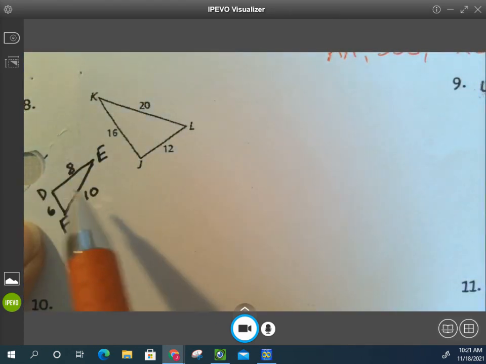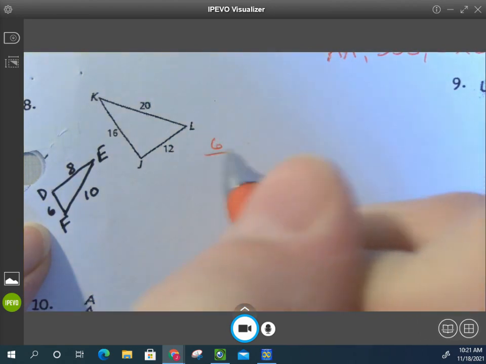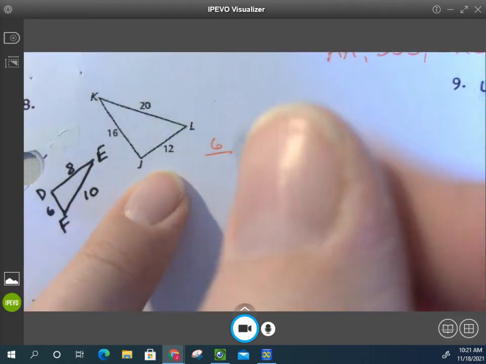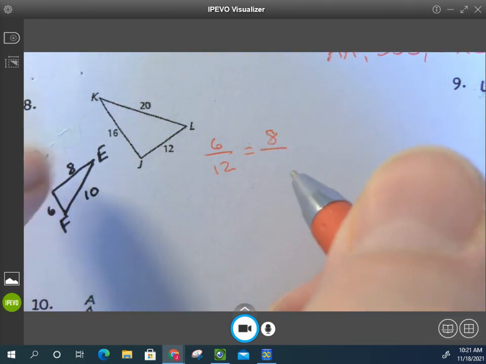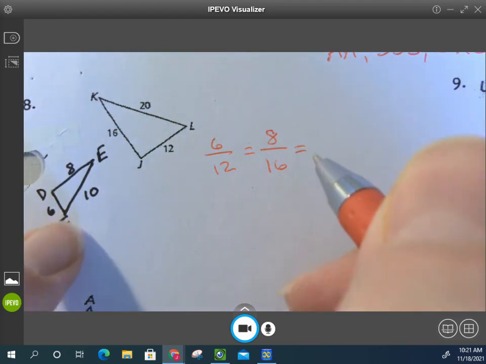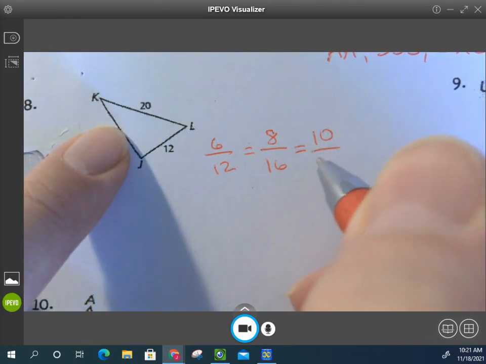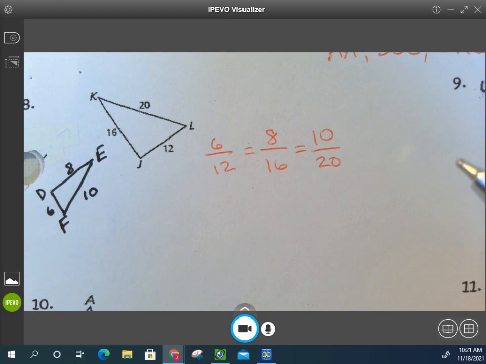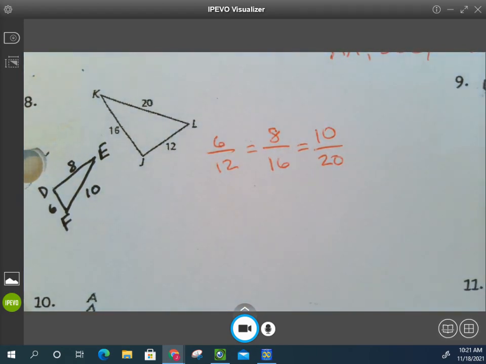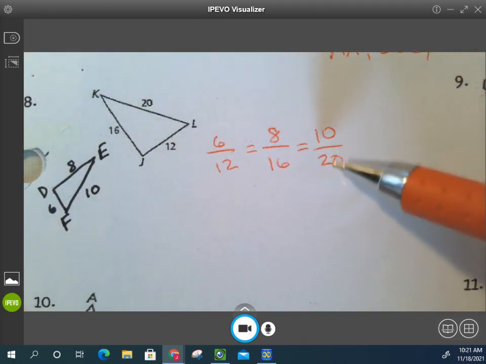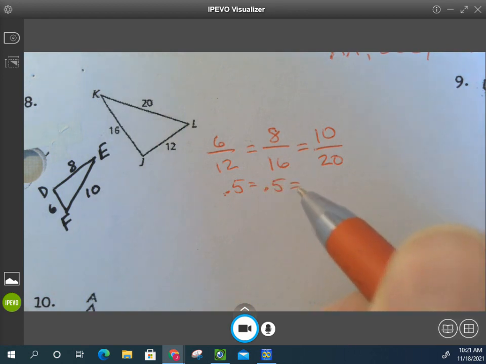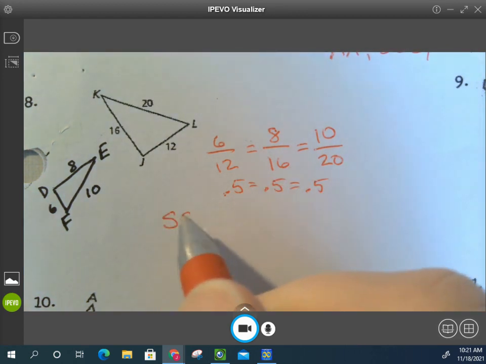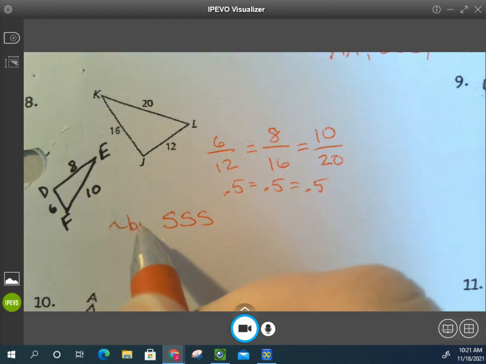So look at the little triangle. The smallest side is 6. The smallest side on the big triangle is 12. The middle side is 8. The middle side is 16. The long side is 10. The long side is 20. Okay, so take a minute, toss these in the calculators to get me that decimal, but I think some of you might see it. Aren't they all a half or 0.5? Yeah. So we can prove that these are similar by side, side, side. So similar by side, side, side.